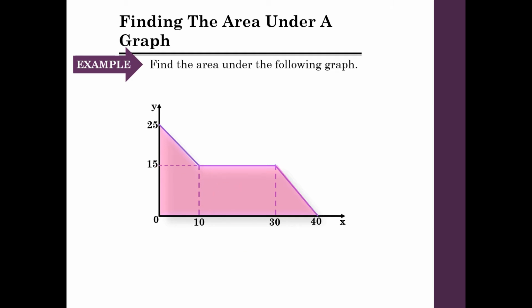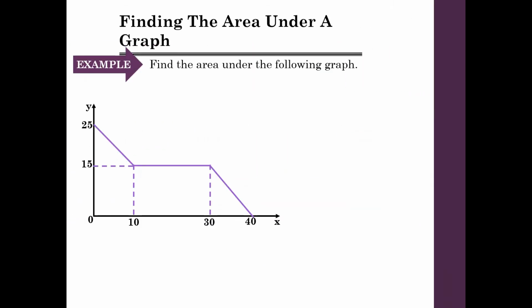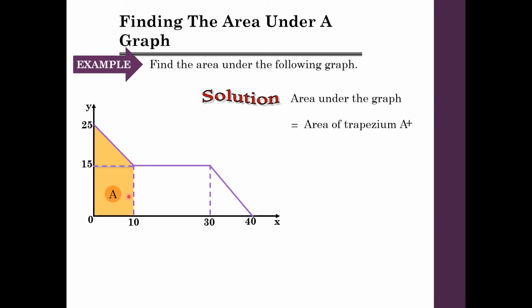As you can see here, what are the shapes involved in this graph? To find the area under the graph, the first shape that we see on the yellow side here is a trapezium. The second area, which is the green color here, is a rectangle. So the area of trapezium A plus the area of rectangle B, and the last one we get here is a triangle. So to find the area under the graph, we are going to sum the area of trapezium A, area of rectangle B, and area of triangle C.